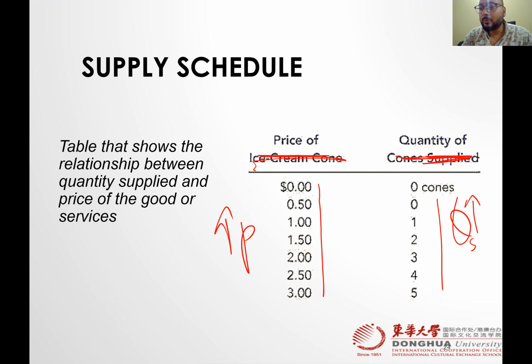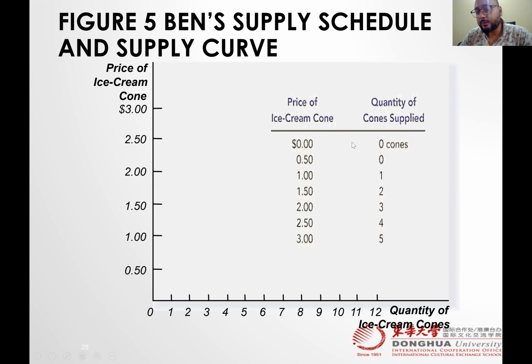Even though we have not mentioned here whether this is a supply schedule or demand schedule, you can also find out by yourself, because price is increasing, quantity is also increasing. Okay. And what is the supply curve? If you draw the supply schedule or supply table, you will find the supply curve. So let's talk about the graph. Here we have 0 price with 0 cones, price 0.5 with 1 cone, price 1 with 2 cones. So if you draw this, it would be like this.